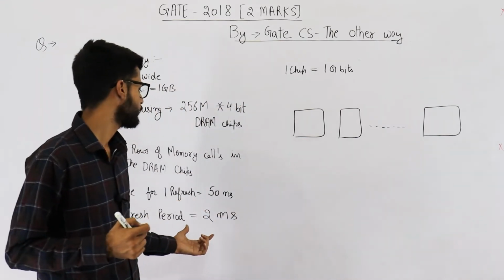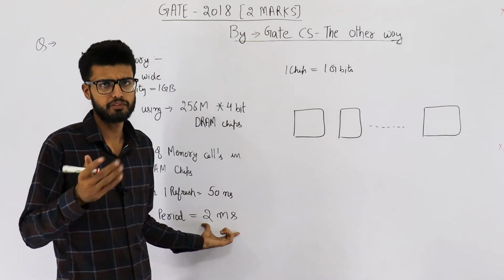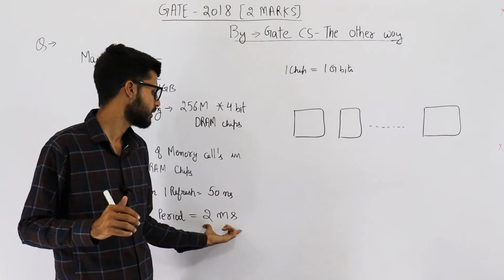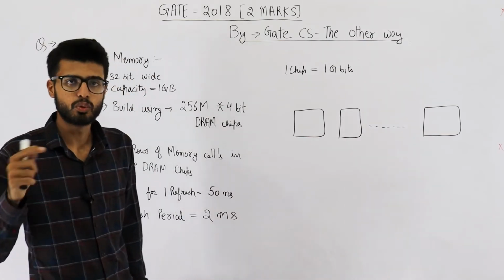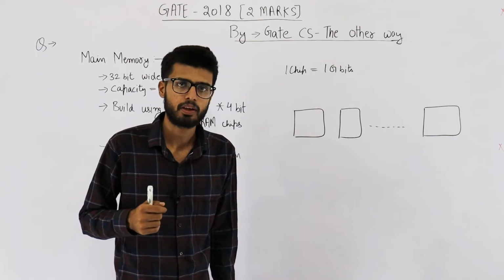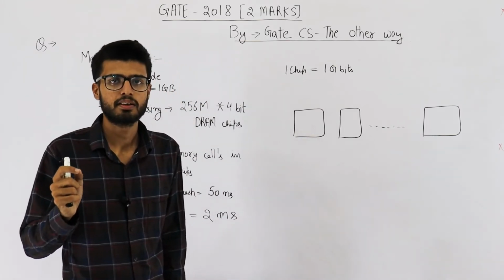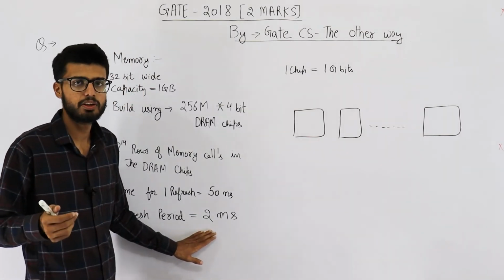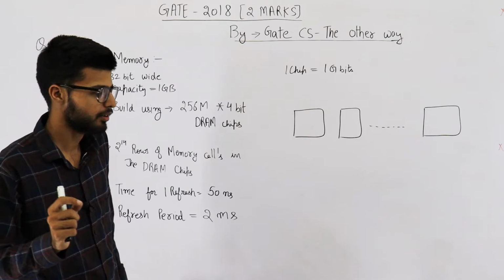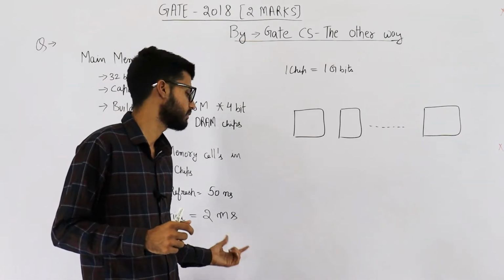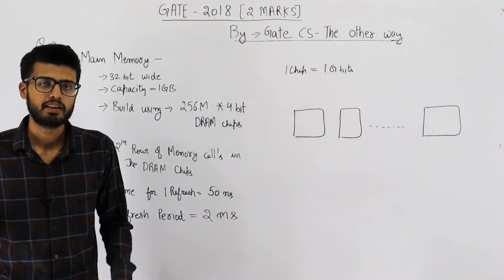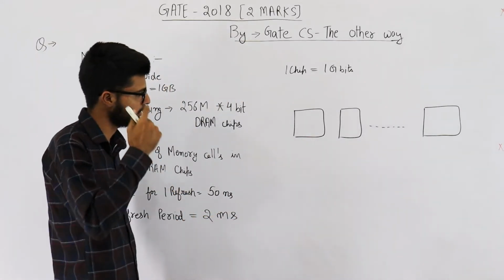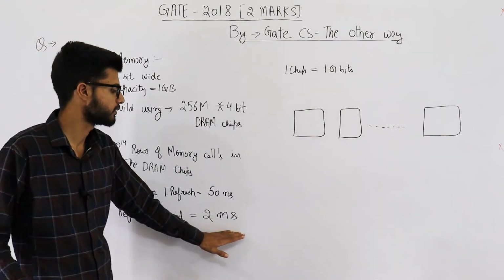Okay, after every 2 milliseconds, they will be refreshed. Now, out of 2 milliseconds, some time will be used in refreshing this chip. We are required to calculate the percentage of time which can be used for reading or writing. That means the time out of 2 milliseconds which is left over. That is, after refreshing it, whatever amount of time is left, we need to find its percentage, that too out of 2 milliseconds.